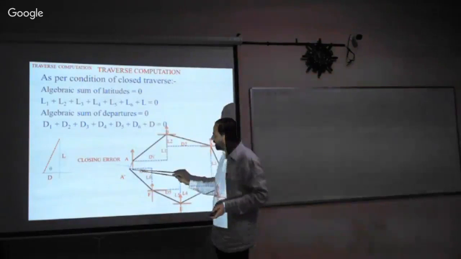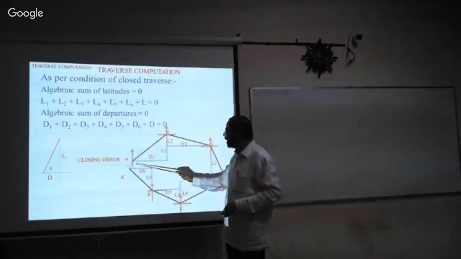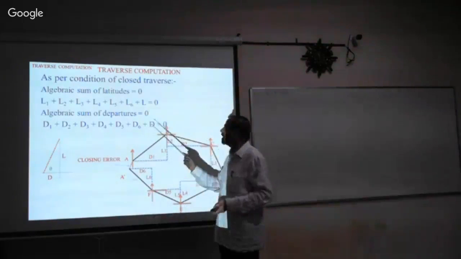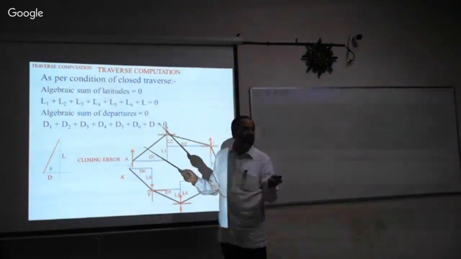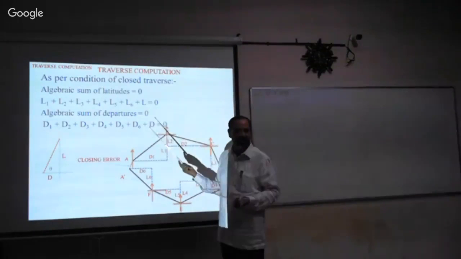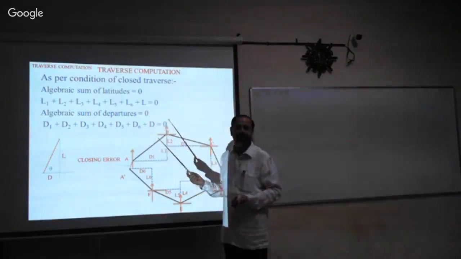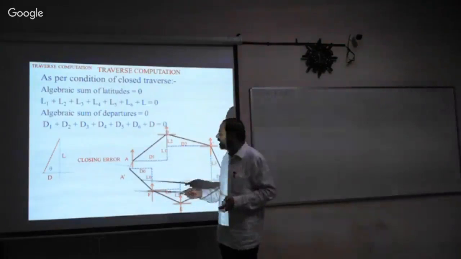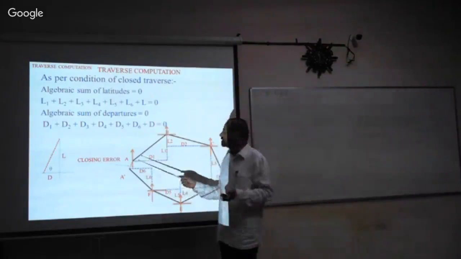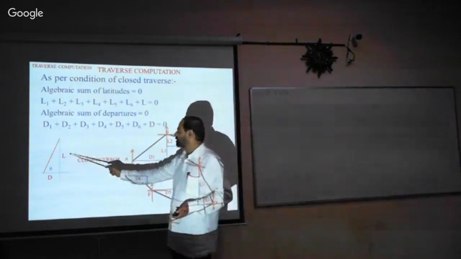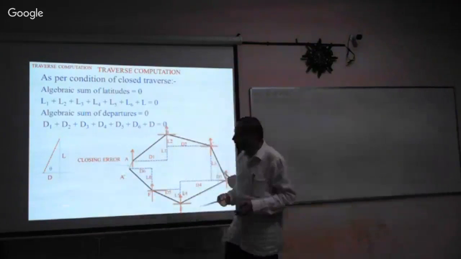And this is the departure also, similarly we will get. Suppose the last point is joining to the beginning, the first point, then there is no question of this L and D appearing, isn't it? L becomes 0 and D also becomes 0, then no question of discussing the closing error. Whereas due to some errors, we will get some residue. Now this residue is available. Now this is L and D, isn't it?